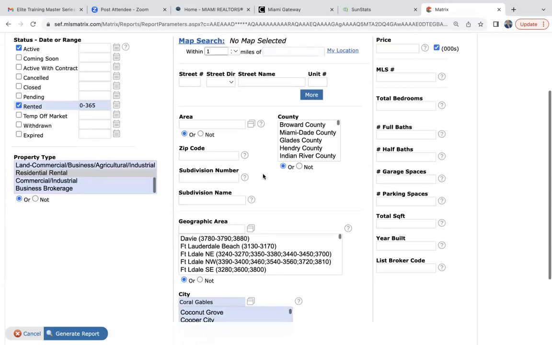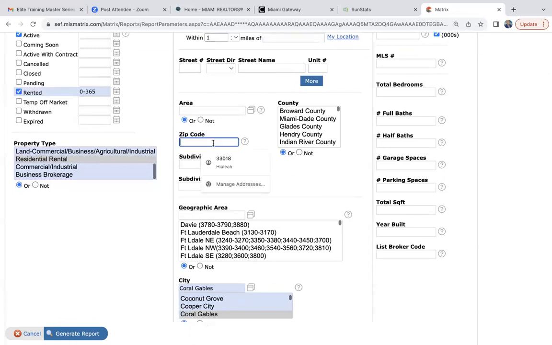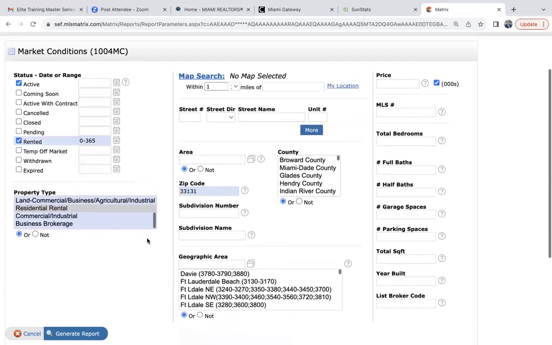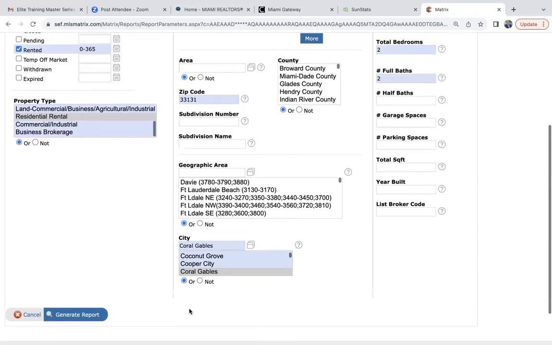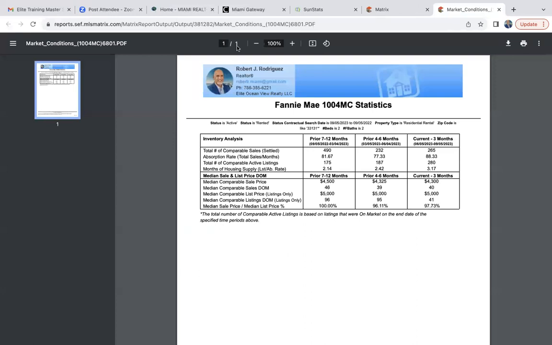And let's say that we work the Brickell market and we want to know what 2 bedroom and 2 bathroom rentals are pulling in Brickell. So we're going to go 2 bedrooms and 2 bathrooms, and we're going to put in zip code 33131, and we're going to remove the city. Okay. We're going to go ahead and click on generate report. And here's what the rental market is doing in zip code 33131 for 2 bedrooms and 2 bathrooms.